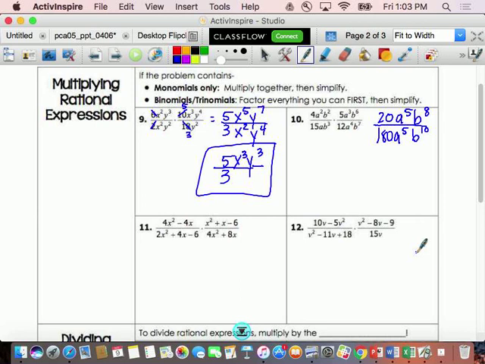And then you have to simplify. So 20 over 180 is going to be 1 over 9. Just going to leave the 9 there in the denominator. The a to the 5ths cancel out.